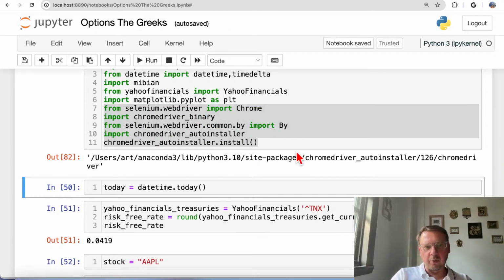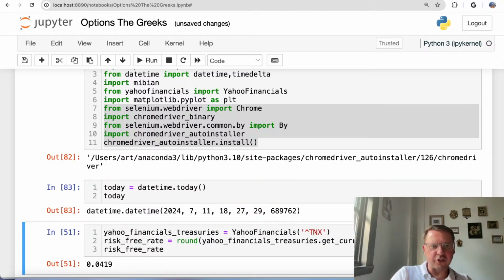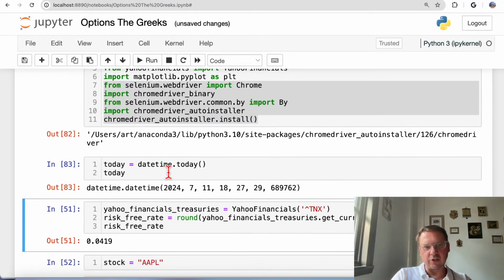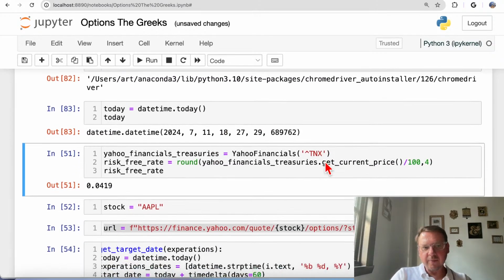So I will import this stuff here, and that's a live show. So here you see we get today's date, which is July 11th. So that's current time in New York. So then for my calculations, I need risk-free rate, and usually we use 10-year notes.